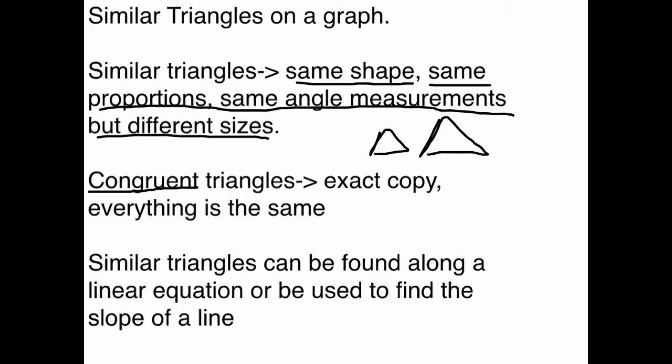Versus congruent triangles are an exact copy. Everything, and I mean everything, is the same. Angles are the same, proportions are the same, they're the same shape, they're the same size. If I put one on top of the other, it would look like one.